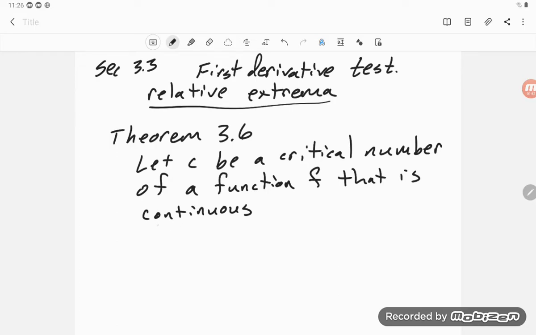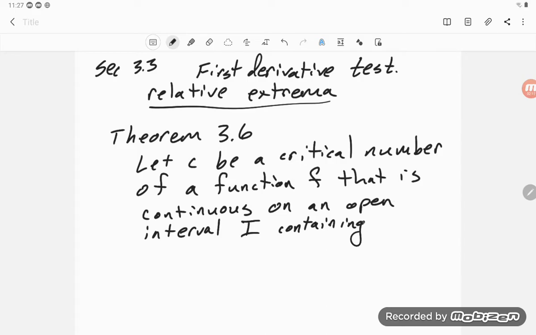but you may have points or something like that due to things like absolute value. So f is continuous on an open interval, and they call it I, an open interval I containing C. So C is sort of in the middle somewhere in there, containing C.